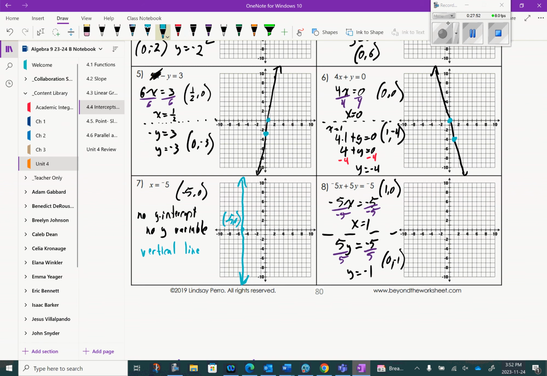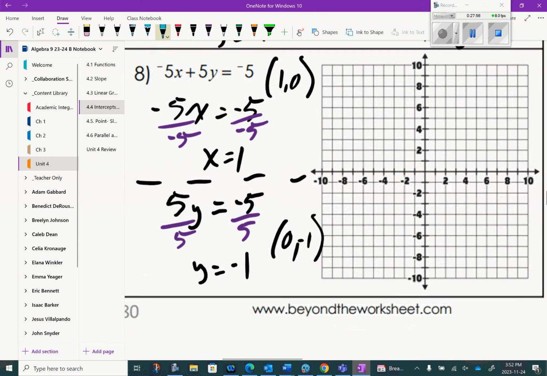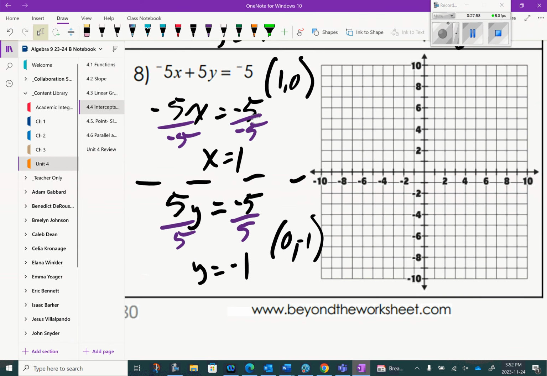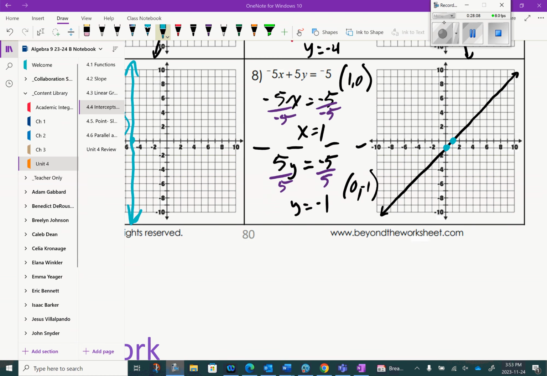So we're back to, oh, this is awfully hard to graph. Let me zoom in a bit here. Because my x-intercept is at 1, 0. My y-intercept is at 0, -1. Those are awfully close together. Connect the dots. Again, don't just stop at the intercepts. Keep on going.